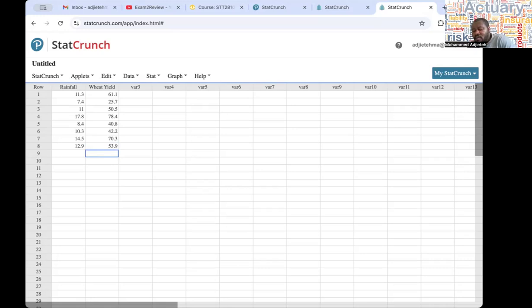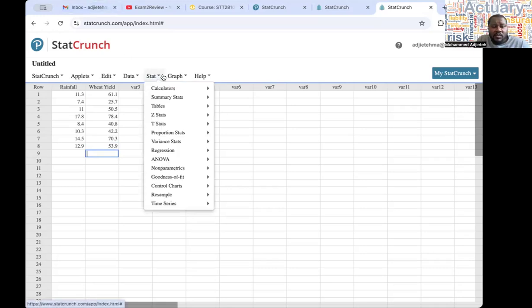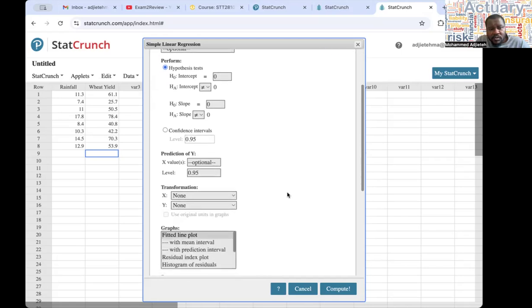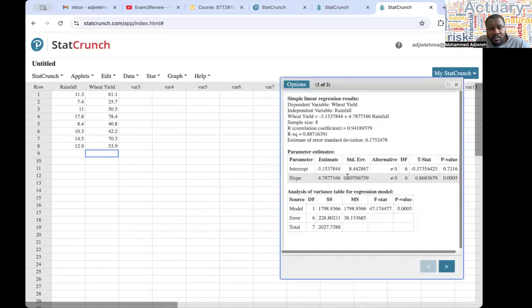When you read the problem, it says that scientists collect data to predict wheat yield. So we are predicting wheat yield. Wheat yield is the response variable, that is the y. Based on rainfall, the rainfall is the explanatory variable. So we go to Stat, Regression, Simple Linear. Our x variable is the rainfall, our y variable is the wheat yield. And then all we need to do is click Compute.